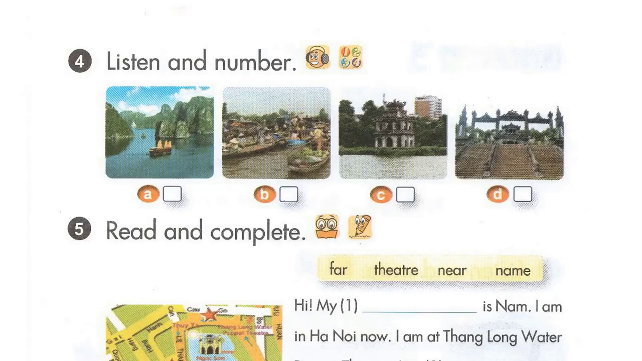Page 67. Lesson 2. Activity 4. Listen and number. 1. Is this Ha Noi? Yes, it is. It's beautiful. 2. Where is Can Tho, Nam? It's in South Vietnam. 3. Look, this is Hue. Where is it, Mai? It's in Central Vietnam. It's far from here. 4. Here is Ha Long Bay. Is Ha Long Bay near Hai Phong? Yes, it is.